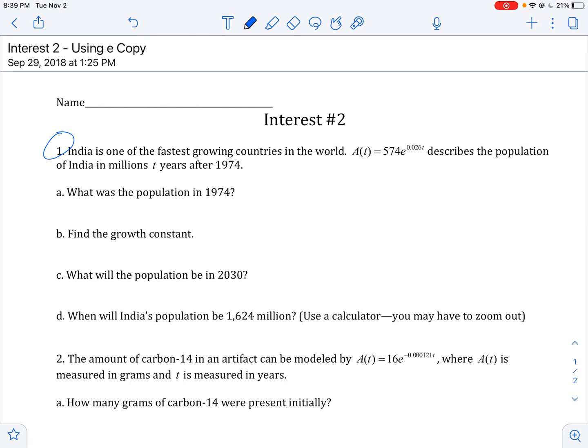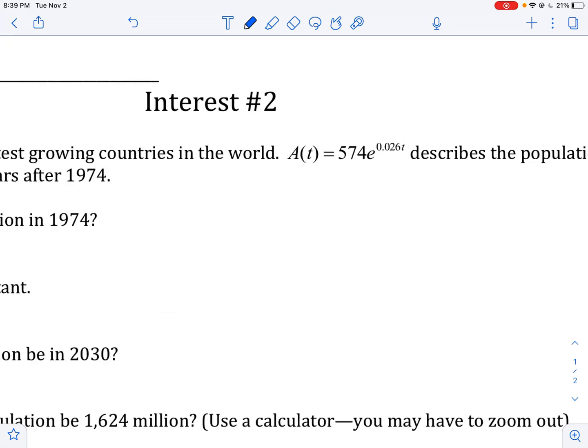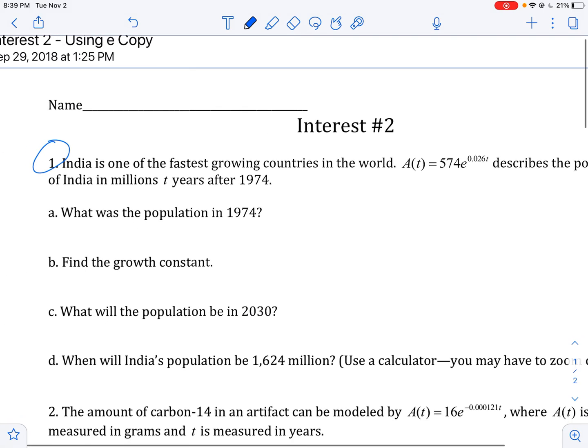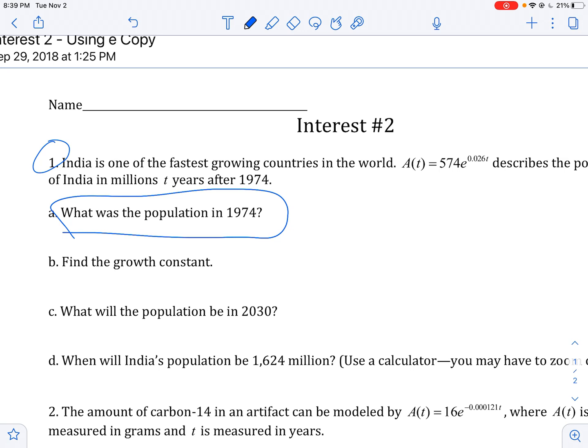Okay. So India is one of the fastest growing countries in the world. It's pretty true there. Back in 1974, they were able to figure out a growth rate, and they got this equation. If you look at this equation, you can figure out some things about it. Namely, this first thing here: what was the population in 1974?